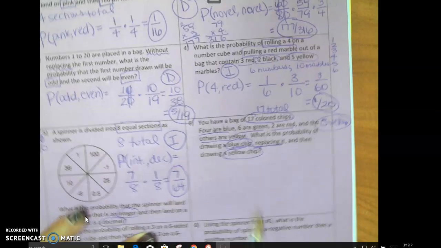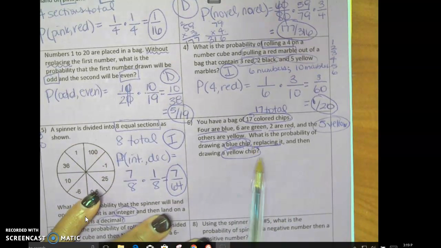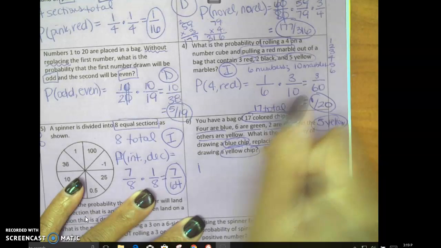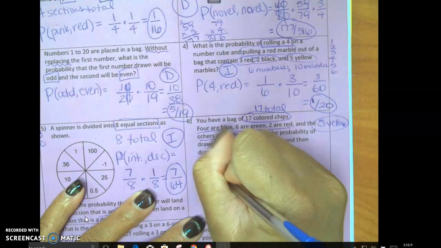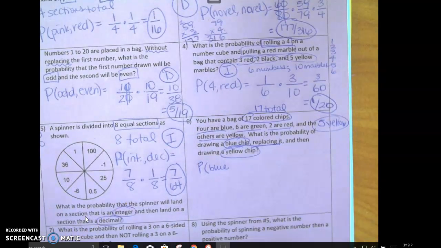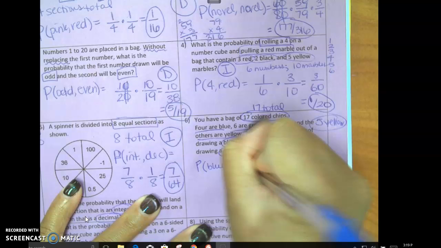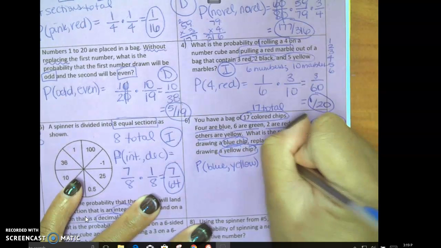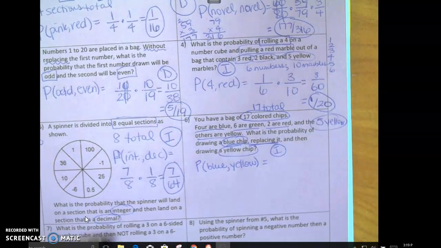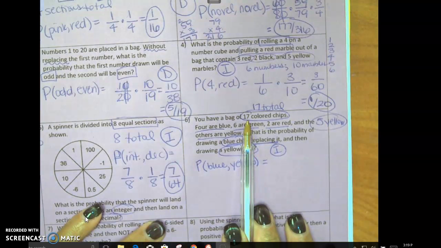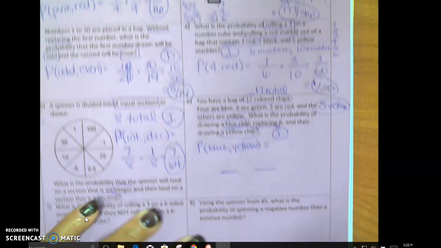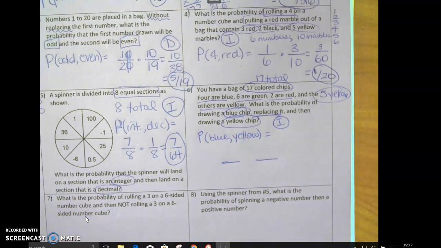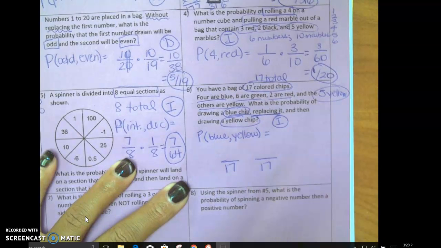Okay, so back to my question. I want a blue chip and then a yellow chip. And I am going to replace it. So is it independent or dependent? It is independent. Good. How many chips do I have altogether? 17. So what are my denominators going to be if it's independent? Do they change or stay the same? Stay the same. Good. 17 and 17 is my total.